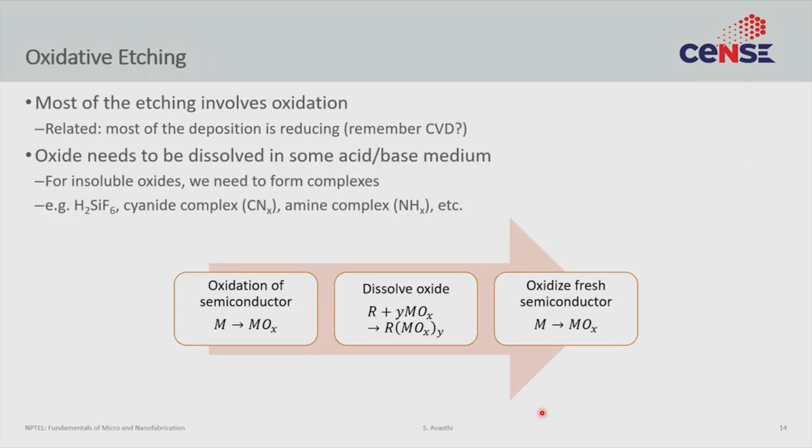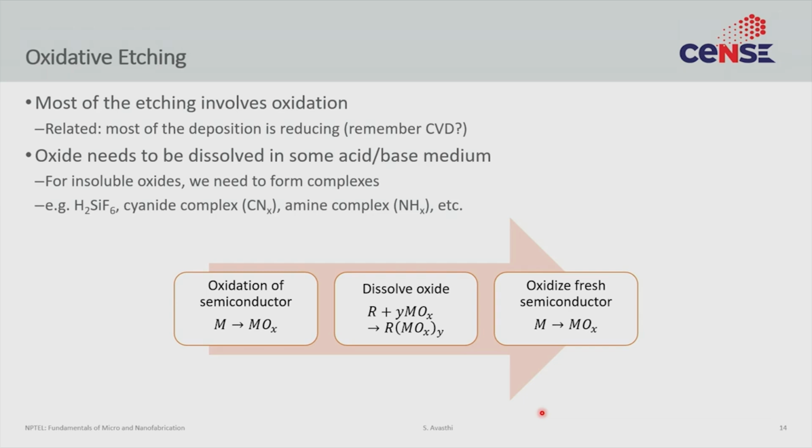Most etchants tend to be oxidative. If you remember the CVD lecture that we did, we discussed that there are different types of chemistries you can use to do a deposition. But the most common chemistry was always a reduction chemistry, and that was because most semiconductors tend to be reduced elemental semiconductors. If that is the case, it stands to reason that an etching process, which is a reverse of a deposition process, will probably be an oxidative process, right? So, most etches tend to be oxidative.